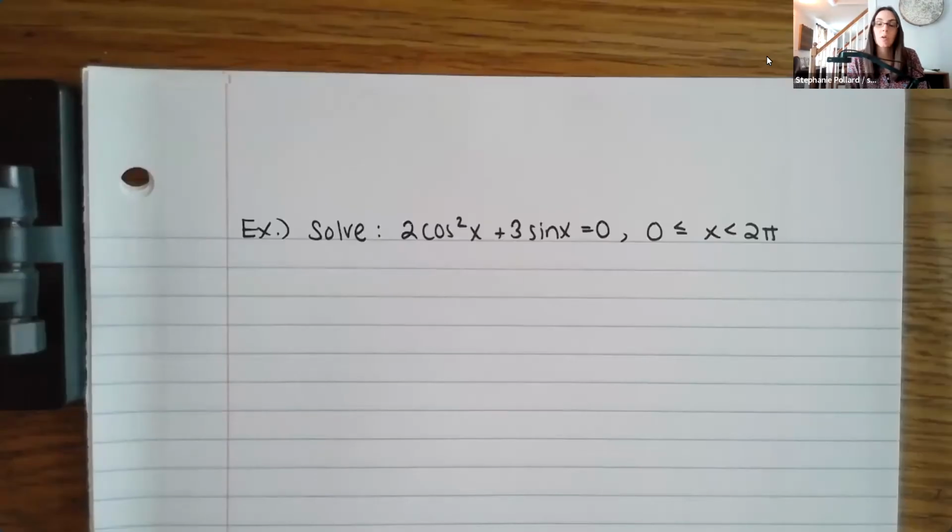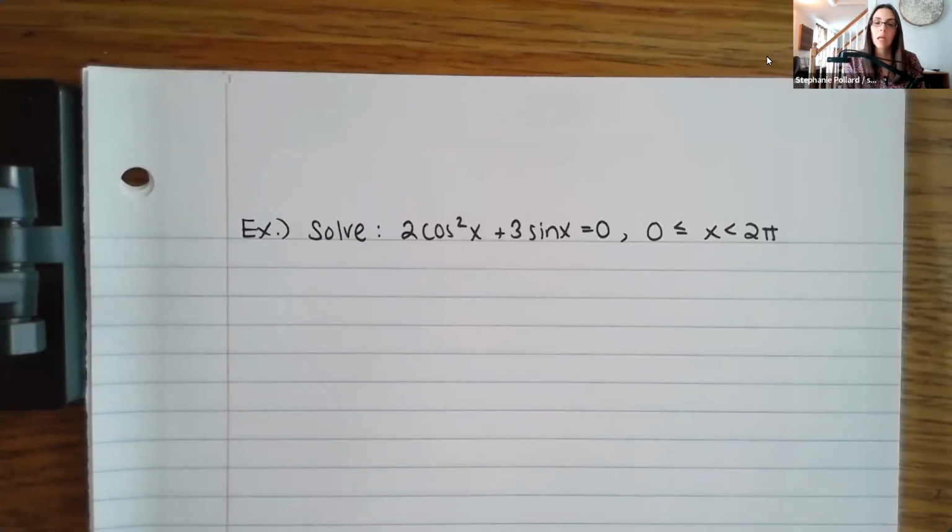In this video, I'm going to show you some more examples of solving equations. And this set of videos is going to focus on the fact that we can use identities to help us solve equations as well. So here's an example, and I see 2 cosine squared x plus 3 sine x equals 0.